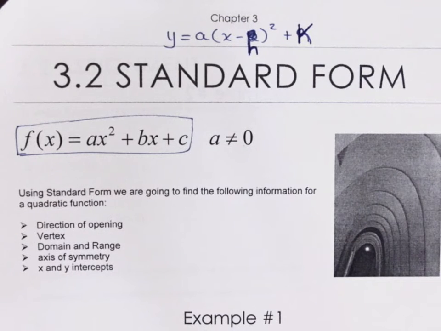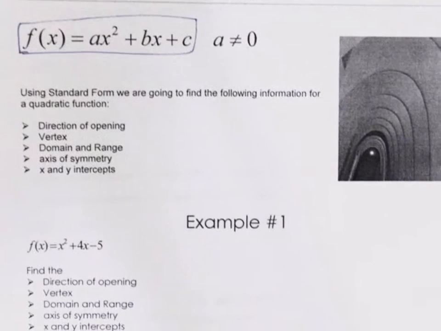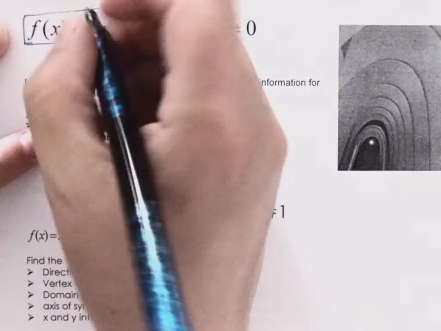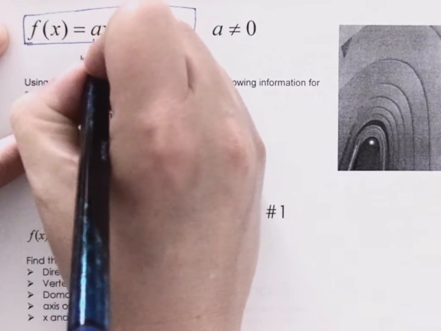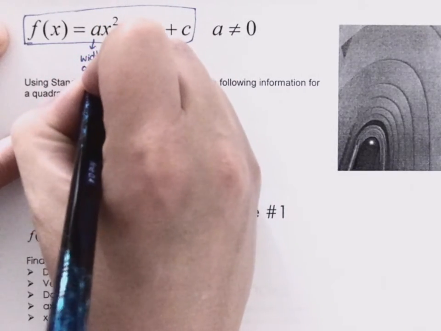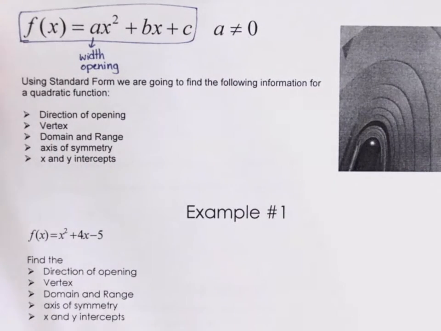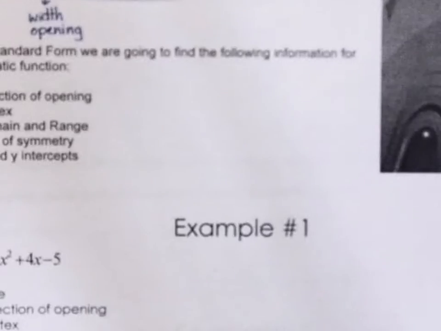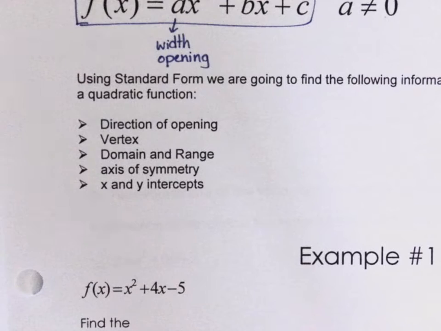Thanks. Okay, so in standard form, this tells us the same sort of thing. A still tells us about the width and the opening. So A does the same thing, doesn't matter which form you're in, it tells us the same thing about both of them. Let me just zoom in here first. Oh, that's very fuzzy. That's better.